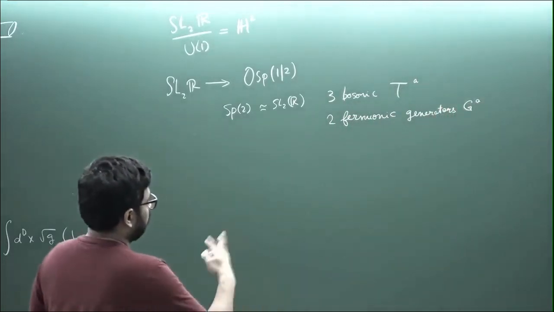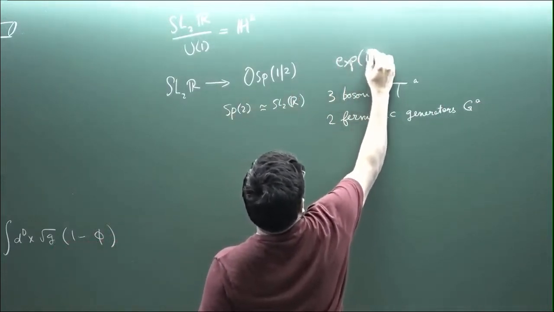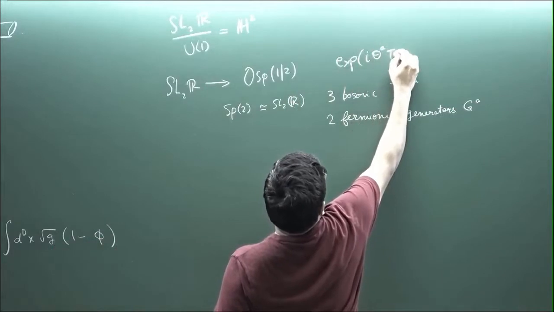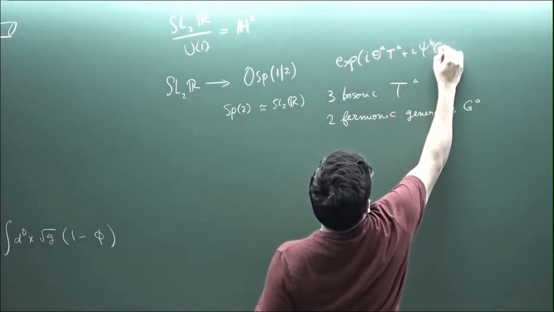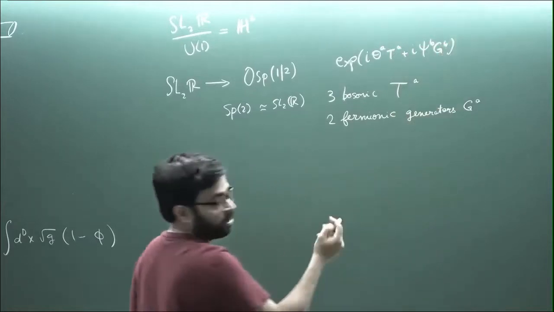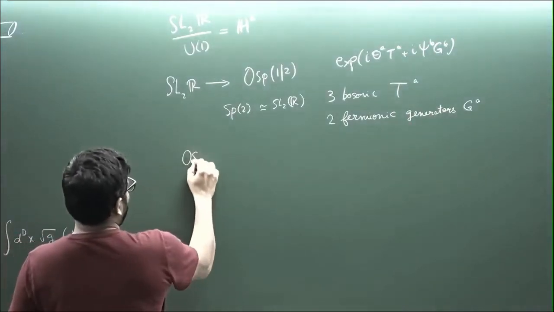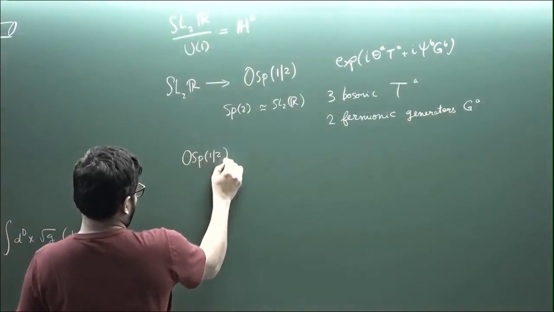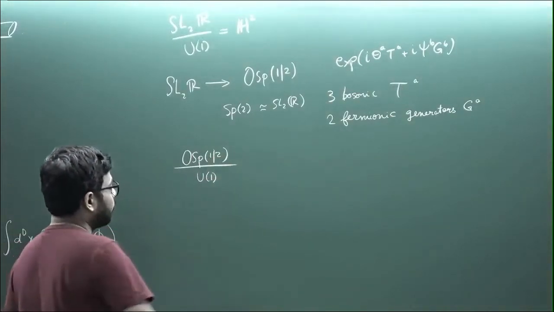Okay, so there's basically some general group element that looks like the exponential of i theta_A T_A plus i psi_B G_B. So this is just some supergroup where some of the directions of the group are Grassmann. So now what's the point? The point is, again, you can try to compute the volume of OSP(1|2) divided by U(1).